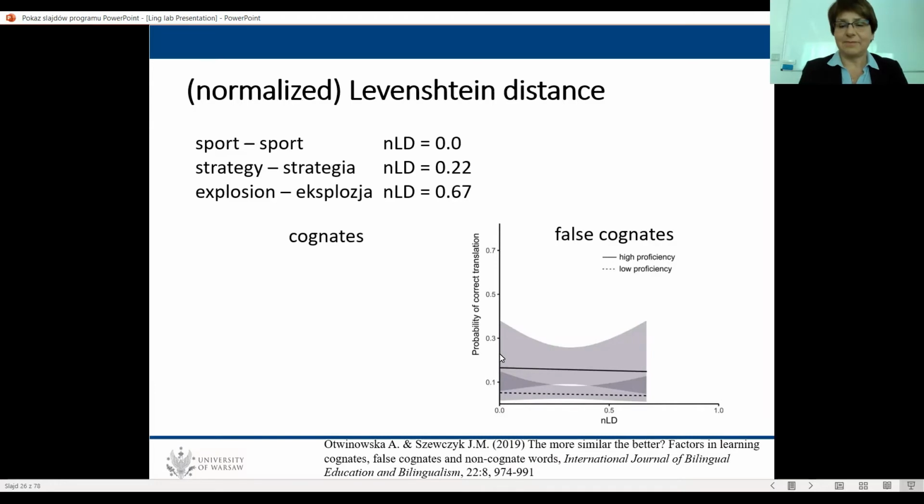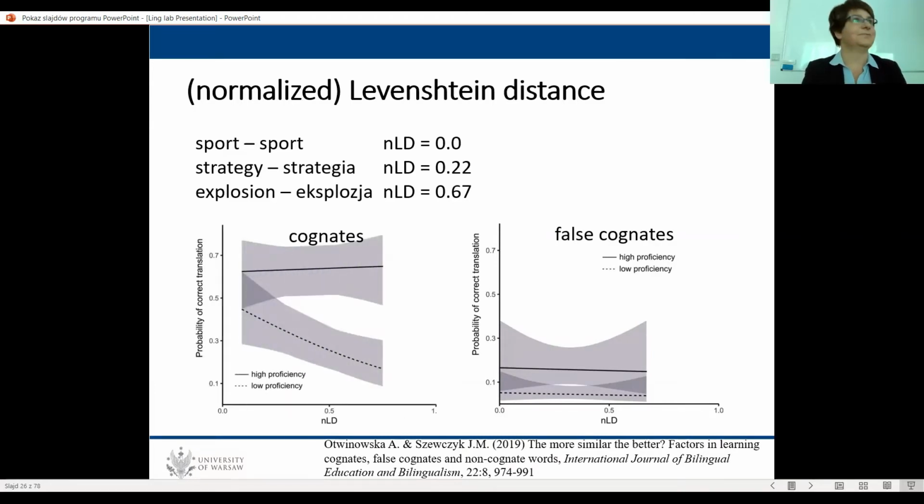And that's it. But if you look at cognates, the pattern is completely different. Again, this is the growing Levenshtein distance, so the less similar words. Here you have the probability of correct translation. For high proficiency learners, it doesn't matter. But for low proficiency learners, it turns out that the less similar, the worse is their translation. So they don't actually see the similarity. They make a lot of mistakes, or they even stop translating the words because they don't recognize them as similar. So this is important.